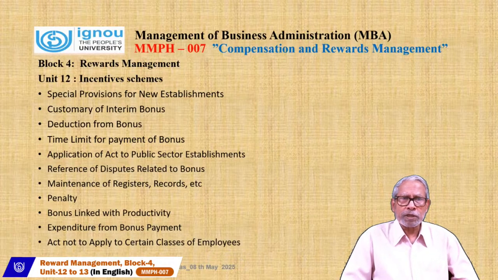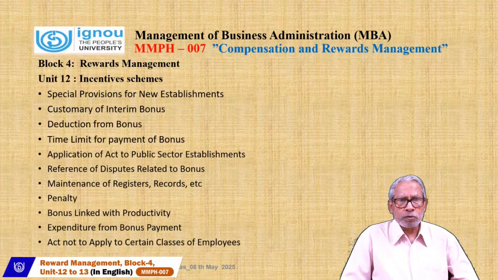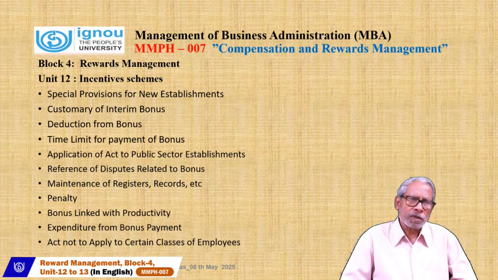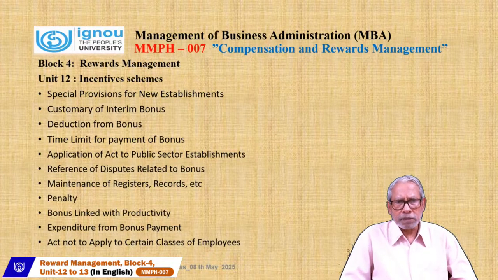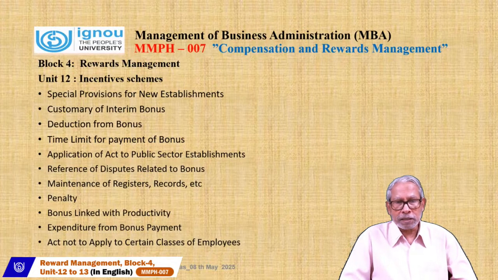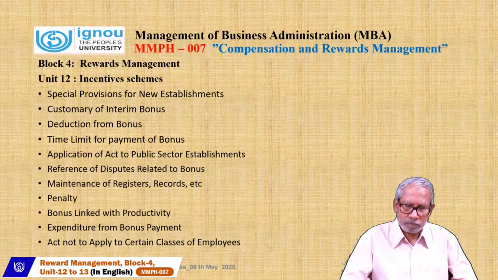Then customary interim bonus, deduction from the bonus, time limit for the payment of the bonus, application of the Act to public sector establishments, refunds, disputes related to bonus, maintenance of registers, records, etc., penalty, bonus linked with productivity, then expenditure from bonus payment, and the Act not applying to certain classes of employees. So these all are the different schemes.